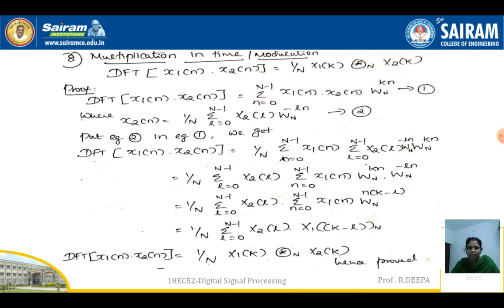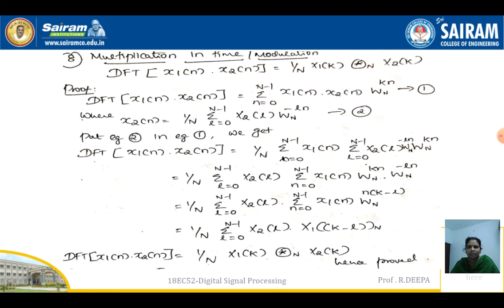Along with that, the l term is x2 of l. So x2 of l is taken outside. The remaining is summation n is equal to 0 to n minus 1 x1 of n multiplied with Wn power of kn into Wn power of minus ln. As such, the remaining terms we are writing, we are just exchanging the summation terms. Later I am going to combine Wn as a single term. So Wn power of kn into Wn power of minus ln can be combined, and it can be written as Wn power of n into k minus l.